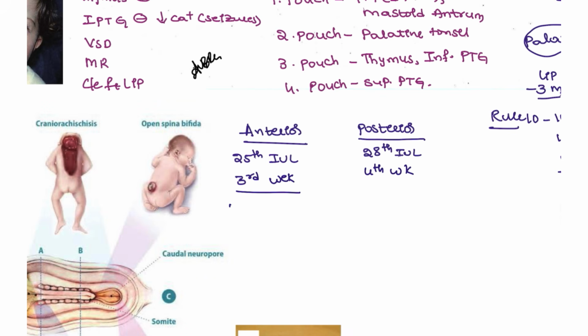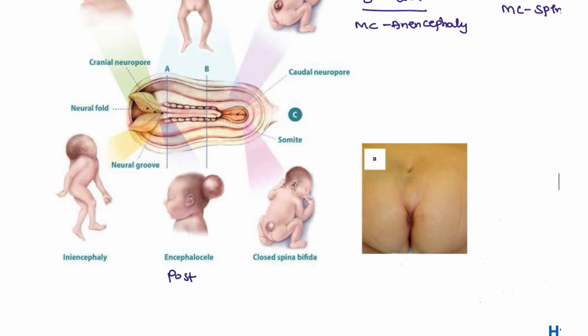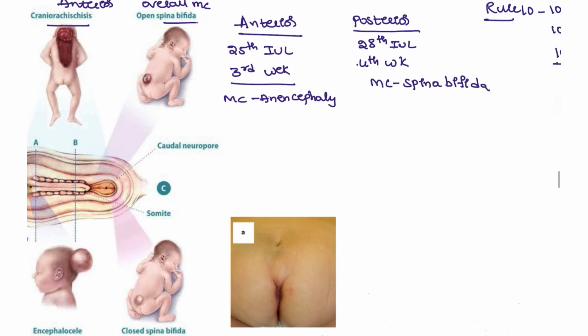So the most common one, this is the most common. Here there is anencephaly, and here the most common one is spina bifida. Overall, the most common is spina bifida, and the most common on the anterior side is anencephaly. Craniorachischisis is another anterior type, and this is the posterior. Here also this is the posterior. The most severe is the myelomeningocele.